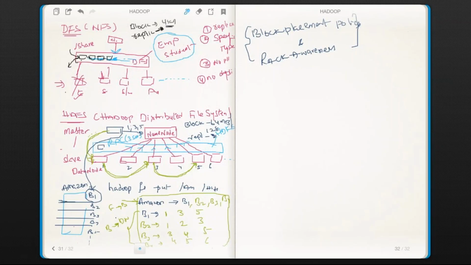The first line is called file to block mapping. This is called block to data node mapping. We need this information, and this information is nothing but your metadata. It will be there with the name node.